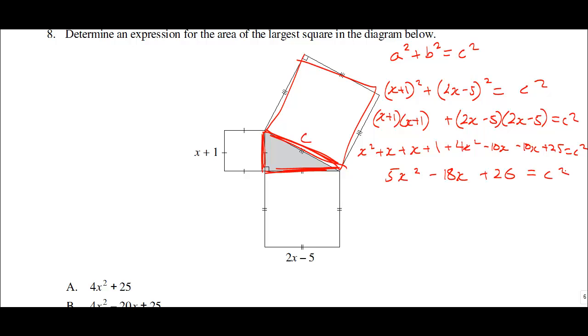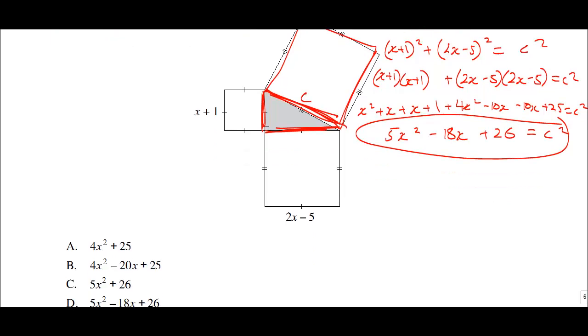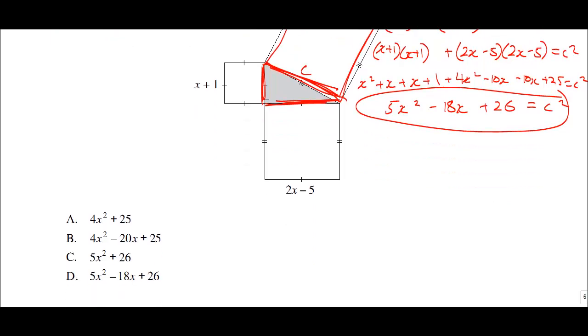Now, at this stage, remember, if I want to find what exactly c was, I would have to take the square root of all this. But because after I found c I would just have to multiply it by itself again, this right here is actually the expression for the area of the largest square. So if you take a look, there should be one of these here, which looks to me to be D.